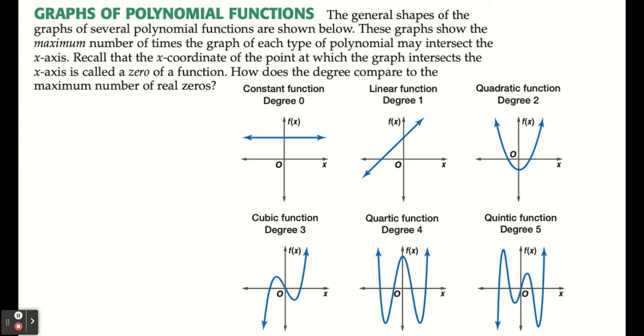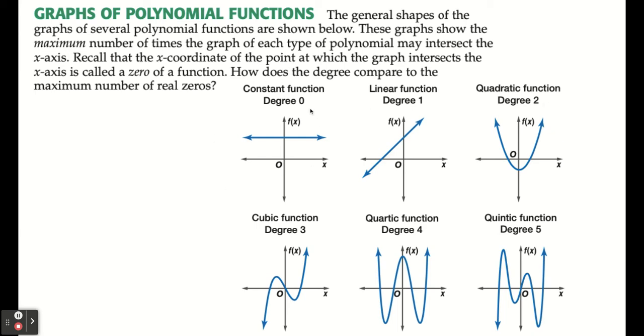So now we're going to talk about the graphs of polynomial functions. The general shapes of the graphs of several polynomial functions are shown below. These graphs show the maximum number of times the graph of each type of polynomial may intersect the x-axis. Recall that the x-coordinate of the point at which the graph intersects the x-axis is called the zero of a function. How does the degree compare to the maximum number of real zeros?